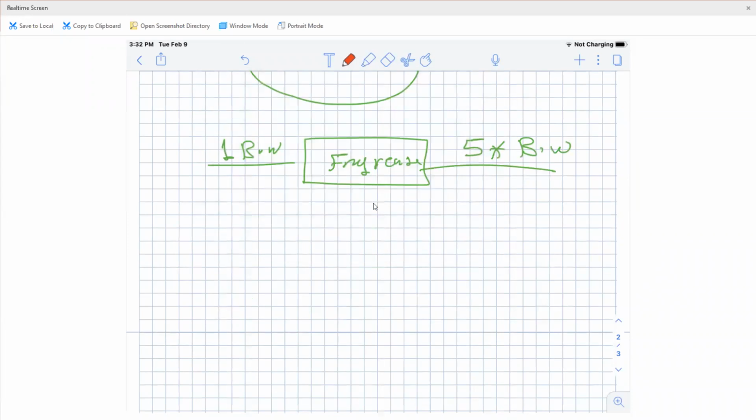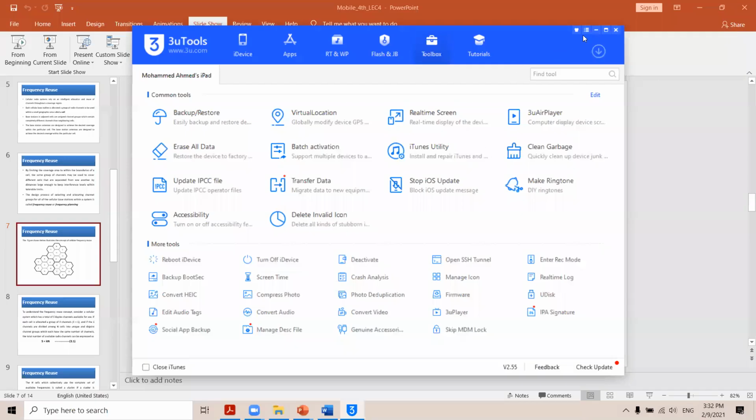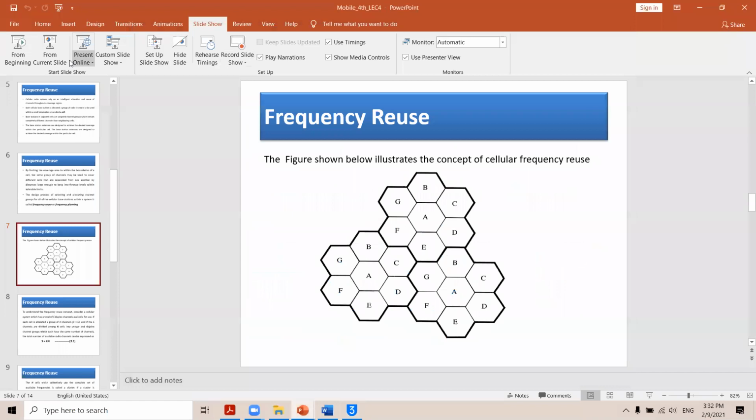In cellular communication, we are talking about local power distribution, and the power will be used to cover the cell without exceeding the cell boundary. This is about the concept of frequency reuse.